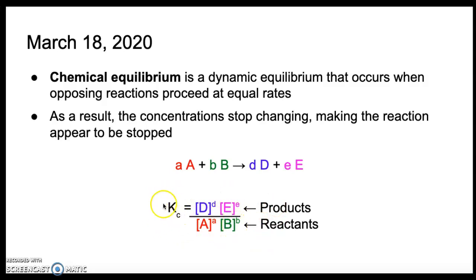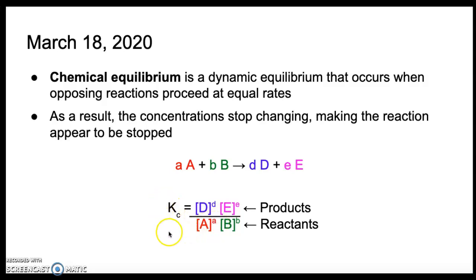So the equilibrium expression has this value Kc. This is our equilibrium constant, and we set it equal to the concentration of our products raised to the power of their coefficients divided by the concentrations of the reactants raised to the power of their coefficients.